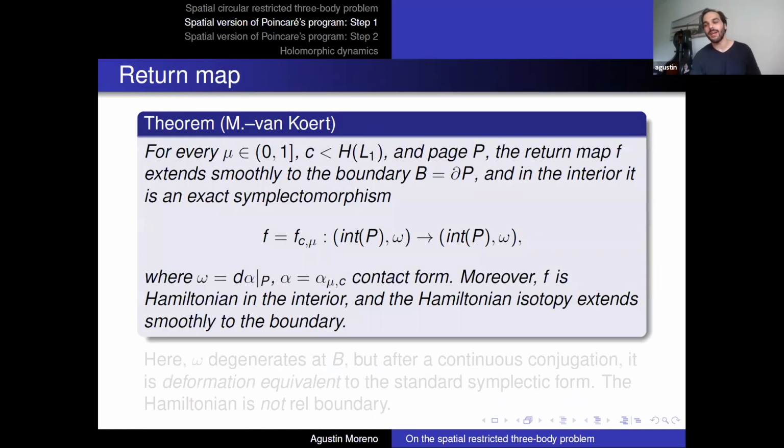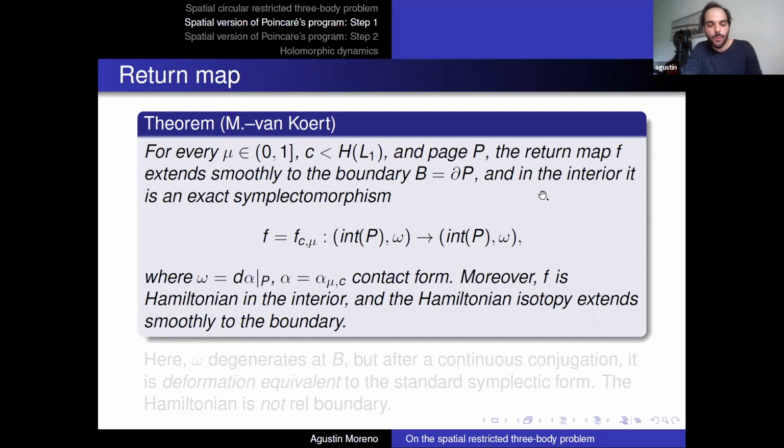So let me tell you what I can prove in general about the return map. And this is as far as I can go with abstract methods. The theorem that we proved with Otto, also in the same paper, is that you take any mu and then you take some critical C, you fix a page, and then you can prove that the return map, first of all, extends smoothly to the boundary, which is non-trivial and relies on a lot of computations in the normal directions to the binding. In some sense, you just need to prove that some Hessian is positive, which is easier said than done.